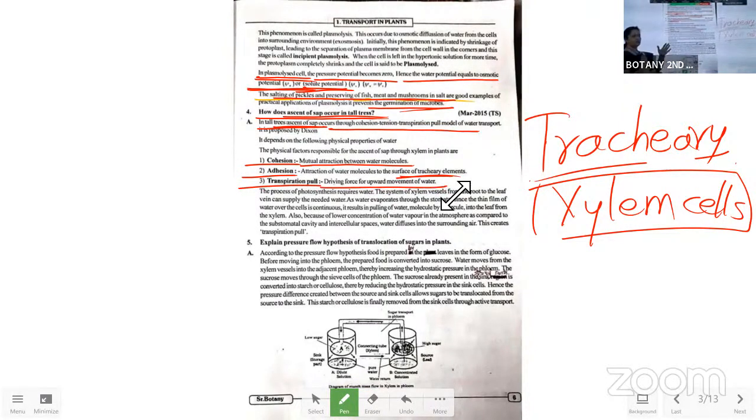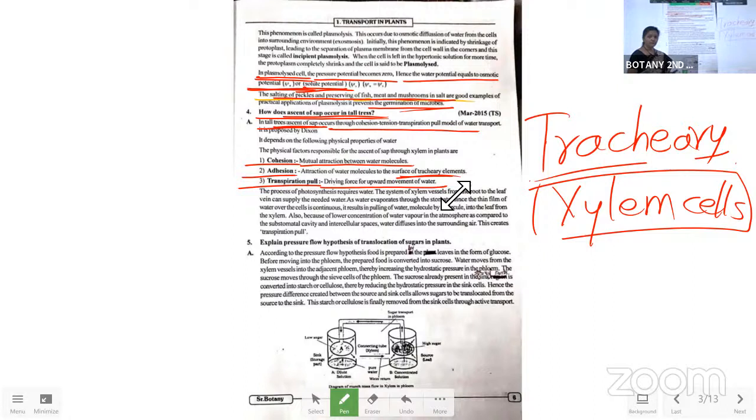When the leaf lamina, the leaf surface, loses water molecules by the transpiration process, it puts pressure on the lower cells to supply water, to compensate the deficit of water on the surface of the leaf, in the cells of the leaf. Any sentence you can use.